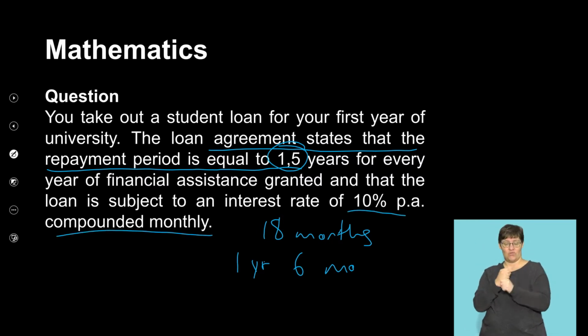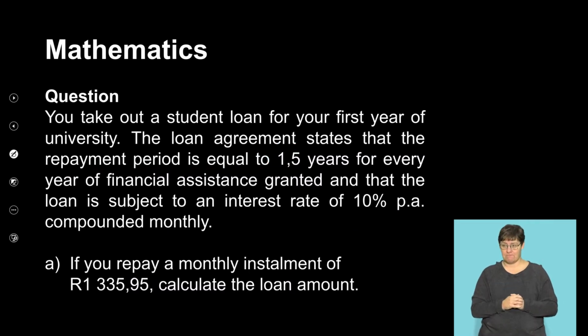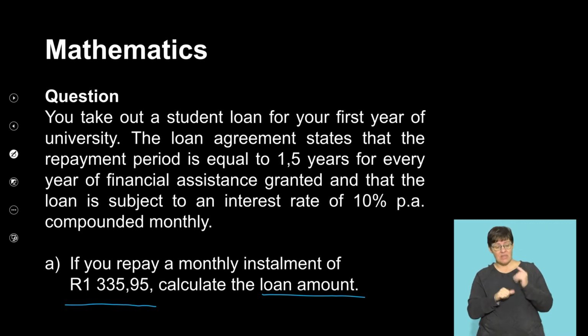And then they say to you, we grant you this particular loan at an interest rate of 10% per annum, compounded monthly. Now you can already see that you know exactly what they might ask you to do, right? It might be, what is the loan amount, or what is the monthly payment for this particular loan. Now, if you repay a monthly installment of 1,335 rand and 95 cents, how much will the loan be that you must take now in order to pay this much?